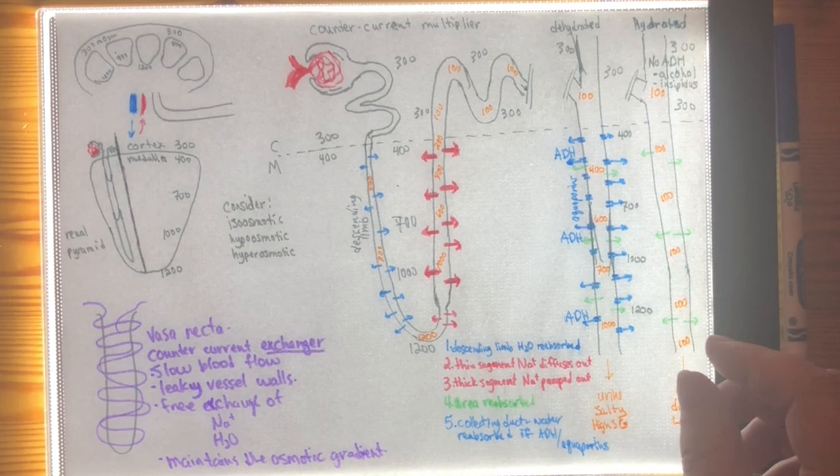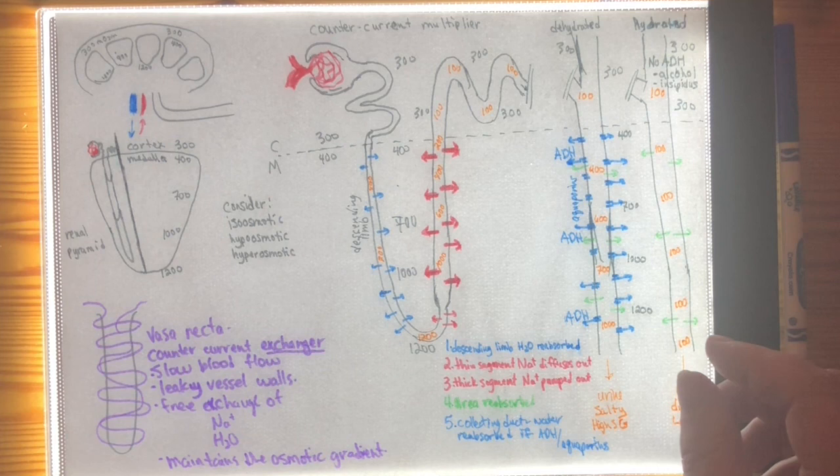Let's look at one more example. Let's take a look at the filtrate in the very deep level of the nephron loop. Remember that the filtrate in the deep level of the nephron loop is 1200, and the surrounding interstitial fluid is also 1200. So this would be an example of isoosmolality, or an isoosmotic situation. So we would say the filtrate in the deepest part of the nephron loop is isoosmotic to its surrounding interstitial fluid. So give yourself a few examples like that, see how you do.